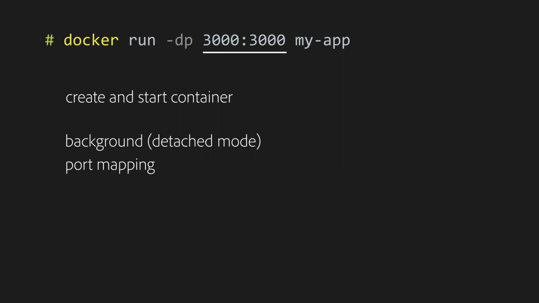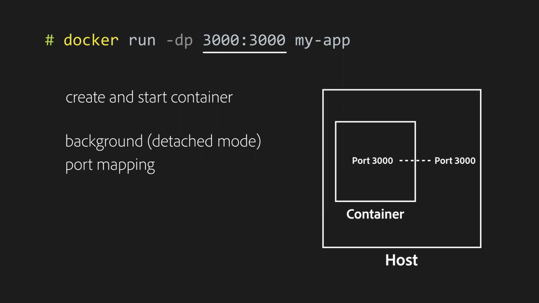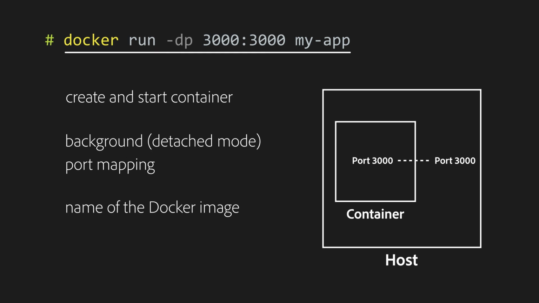3000:3000 is the port mapping that we want to use. In this case, we're telling Docker to map port 3000 on the host machine to port 3000 inside the container. And finally, my-app is the name of the Docker image that we want to use to create the container. So, this command creates and starts a new Docker container based on the my-app image, with port 3000 inside the container mapped to port 3000 on the host machine. The -d option ensures that the container runs in the background, so we can continue to use the terminal for other tasks.